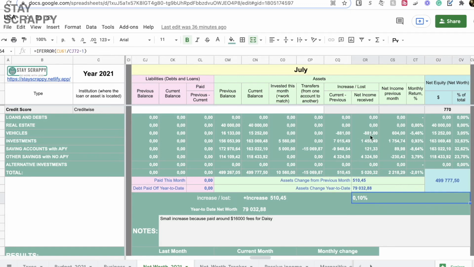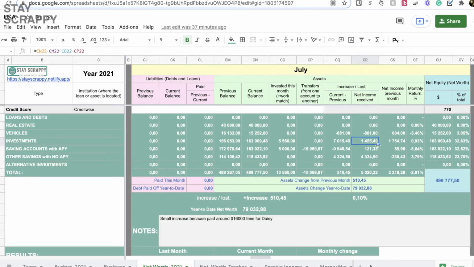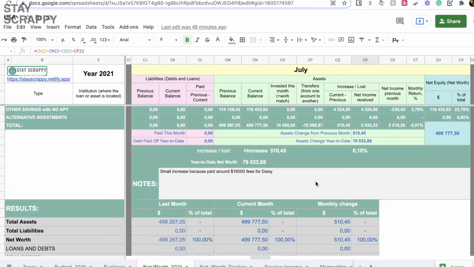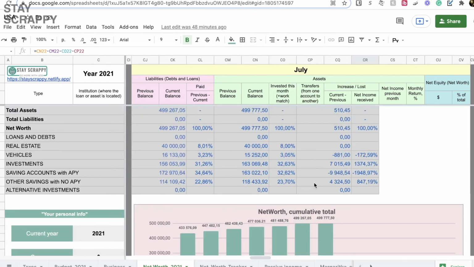In the column net income received, I can see how much money we got this month just as investment income. We did nothing; the amounts of money we saved during the months or transferred to 401k or HSA do not count here. This is completely investment income. Now this is our net worth graph for 2021. So far our net worth goes in the right direction.